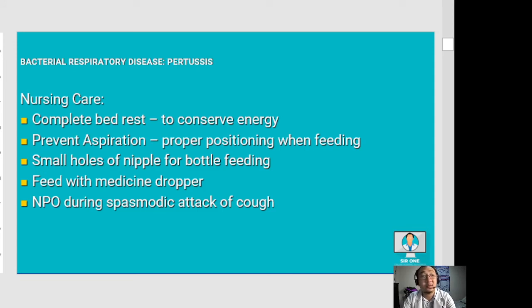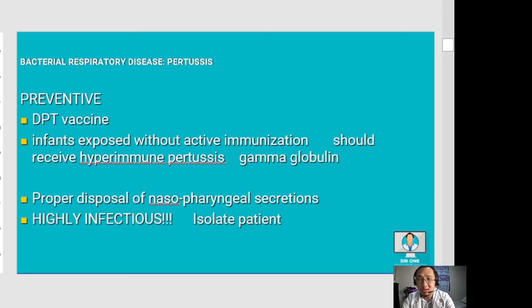Then generally it's supportive care and complete bed rest. As I said, conserve energy, prevent aspiration. The diet is still emphasized, although it should be a bland diet, a high caloric diet. There are references saying that you should omit milk and milk products because this increases mucus production and irritation. Then refeeding can be done after vomiting, and the milk should be at room temperature because changes in the temperature of milk can irritate the passages.